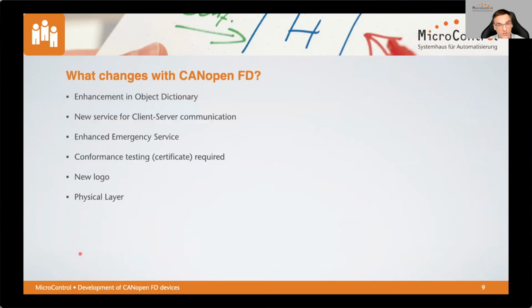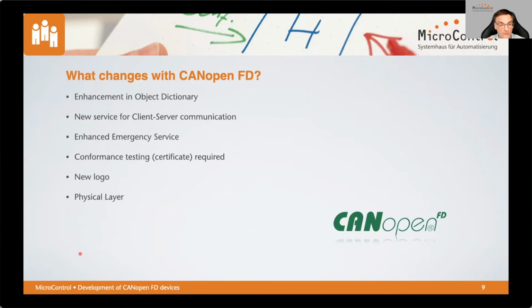Now, what changes with CANopen FD? You already heard that, so very briefly: we have an enhancement in the object dictionary. We have a new service for client-server communication. We have an enhancement in the emergency service. We now have conformance testing with a certificate, which is required. We have a new logo, obviously, which tells us this is a CANopen FD device, and we have a new physical layer.